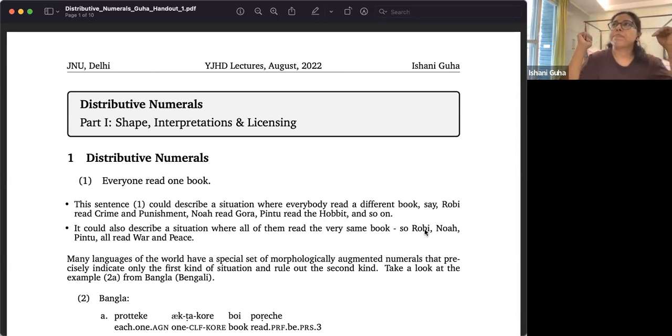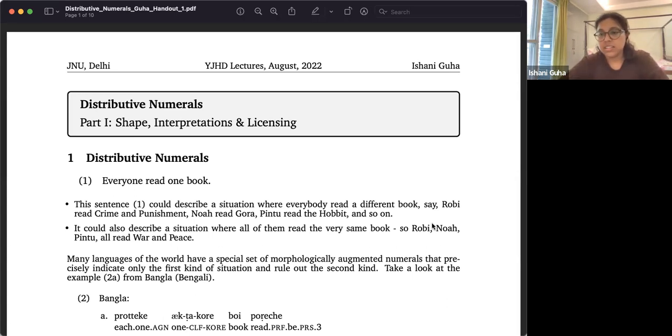I want to build from there into a little bit of the details of the numerals. And then finally, I'll end these 3 lectures by giving an overview of this topic from a theoretical perspective. So that will come in the last one. The first class is about situating what it is.